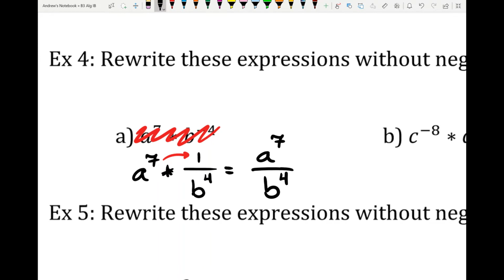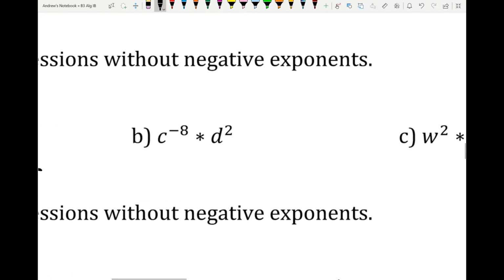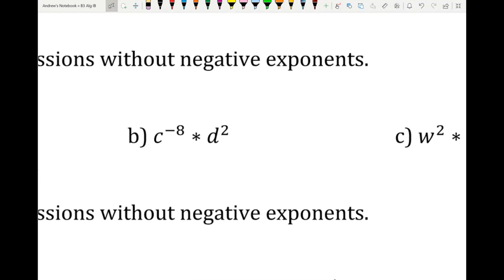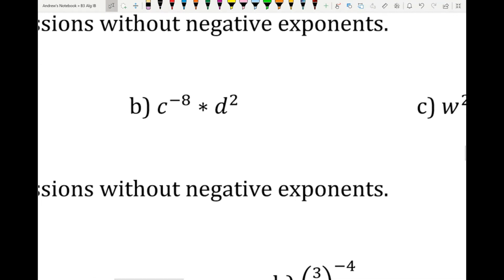If we take a look at another one, where it's c to the negative 8th times d squared, let's talk about different ways we can write these as fractions. So c to the negative 8th, again, is the same thing as 1 over c to the positive 8th. We're just rewriting that to get rid of the negative exponent. Another way to think about d squared, we could think about it as d squared over 1.